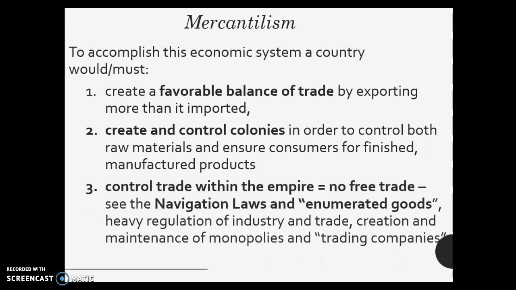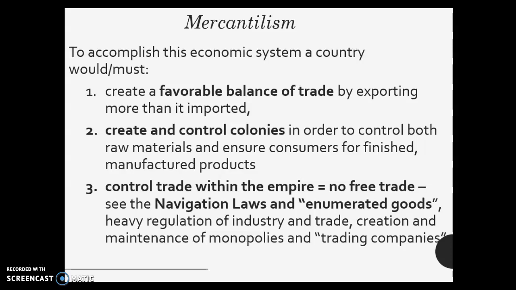The other, control trade within the empire. No free trade. High tariffs. Make it really expensive if regular people want to buy foreign goods, right? So a tariff is a tax on foreign goods. If you put a tax on it, it raises the price for the person buying it in that country. The goal is to encourage people to buy English-made goods, right? Why? Because even if a foreign good was originally cheaper, if you slap a high tax on it, now it's really expensive. So this is meant to encourage local industry.